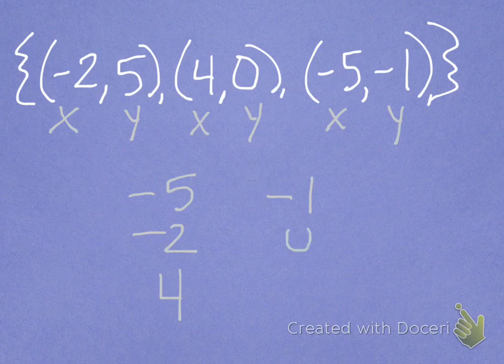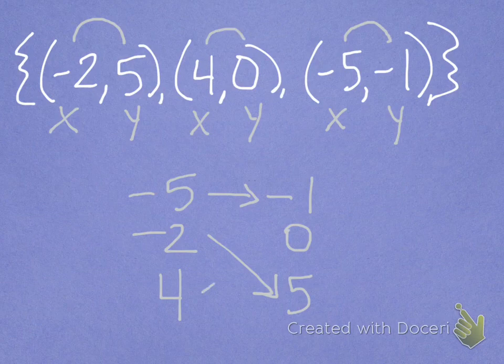Negative 1, 0, 5. So now we've got to be very careful since everything's out of order. We've got to remember negative 5 goes to negative 1. So we just go straight across. Negative 2 goes to 5, so it goes down there. And 4 goes to 0, so it goes up there. And then you're done.